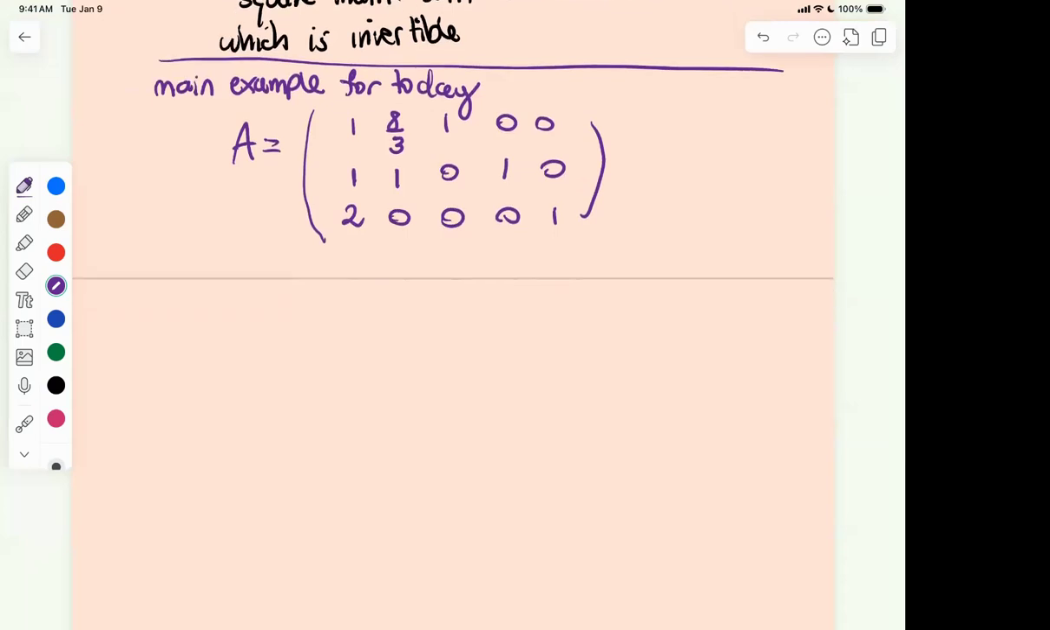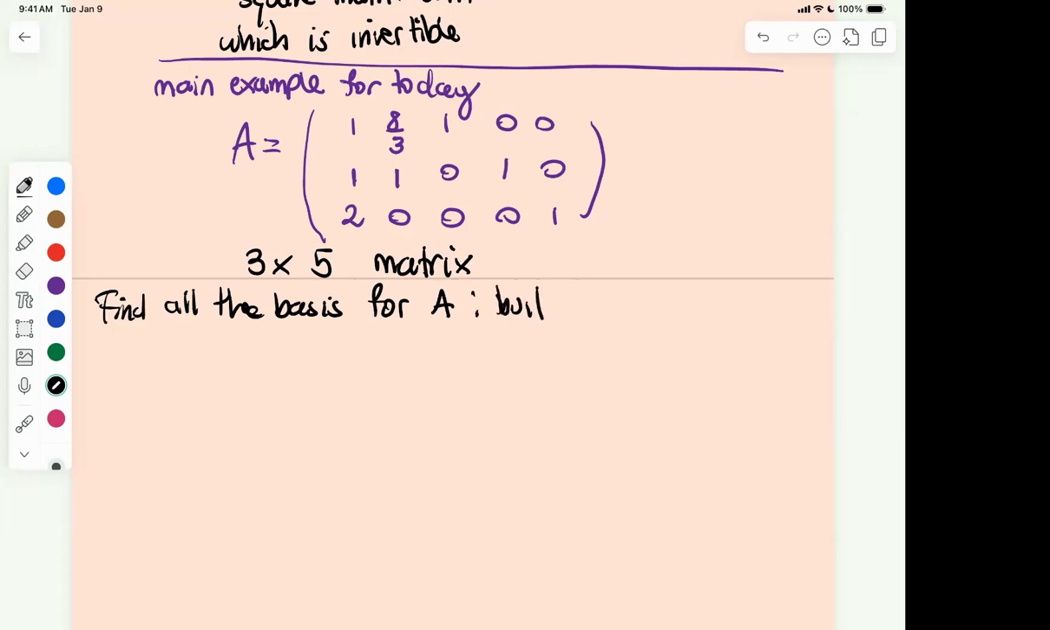Okay, so what is this matrix? This is a 3 by 5 matrix. If I were to say, find all the possible bases for A, what that means is, because this has 3 rows, I want to build 3 by 3 square matrices from the columns of A, which are invertible.